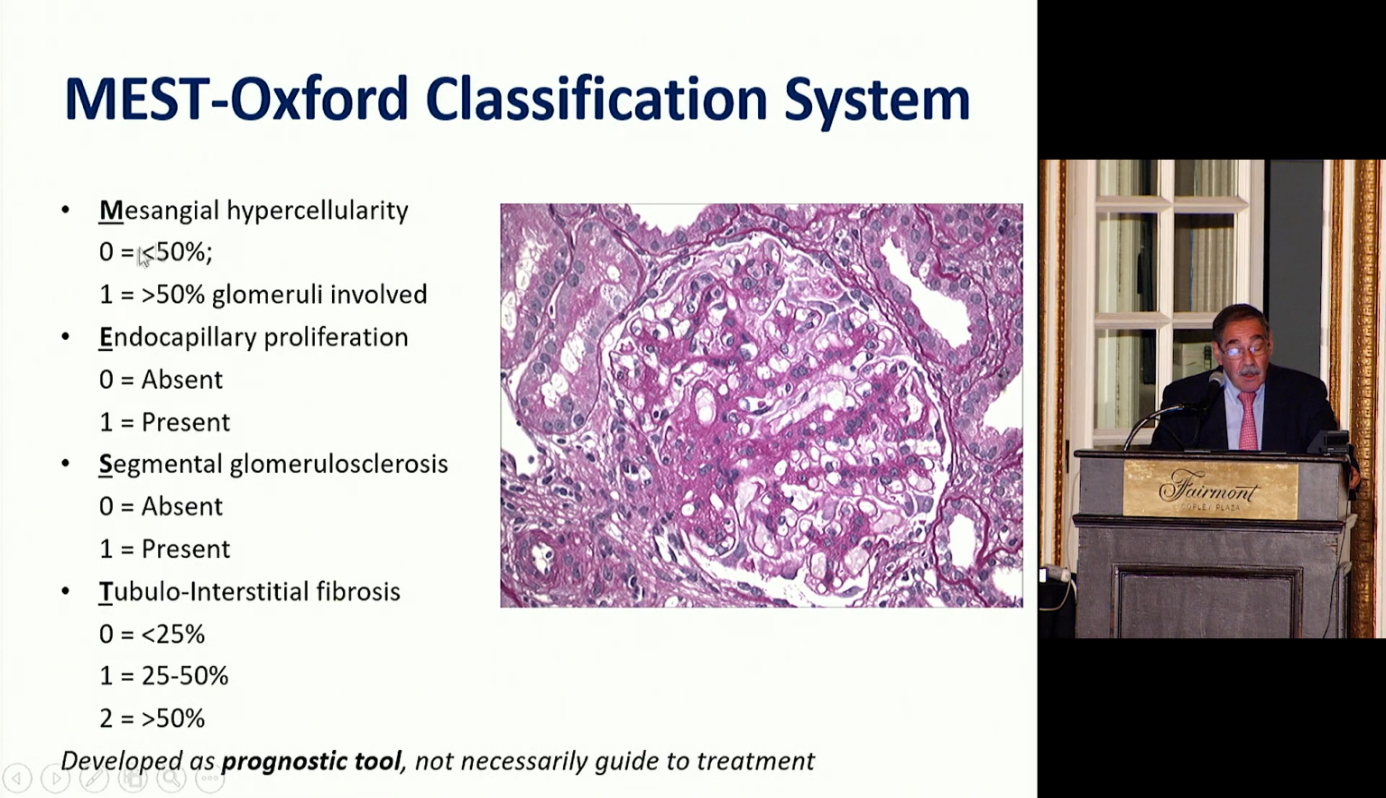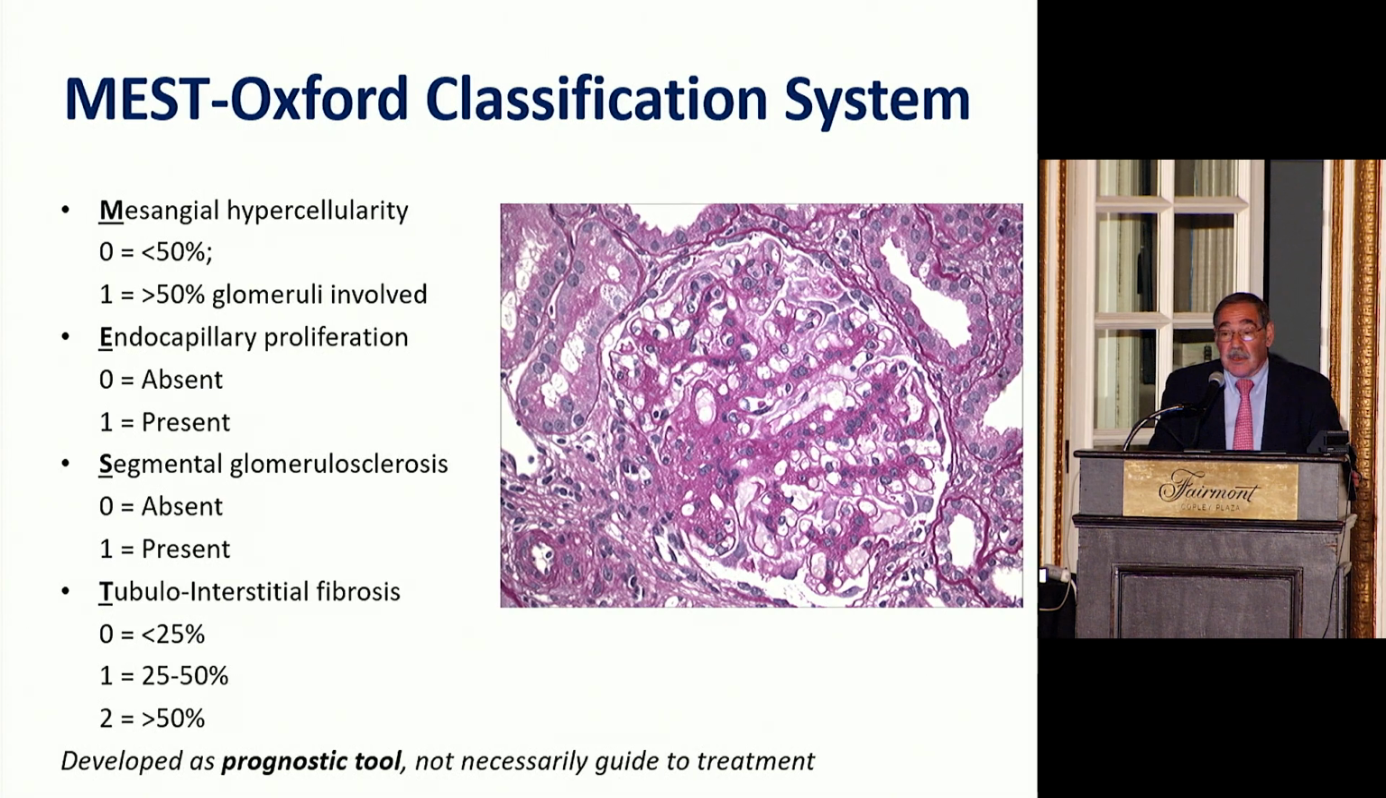First of all, you only get a 1, and the higher your score, the worse you're doing. You only get a 1 if you had over 50% of the glomeruli involved with mesangial hypercellularity. So if this kid had 30% involved, he gets a 0. He doesn't have an active lesion in terms of that. The others are absent or present. Very important, tubulointerstitial fibrosis is the only one that's weighted 0, 1, 2. The higher you are, the worse you do, and you get up to the 2s there, you're in trouble.